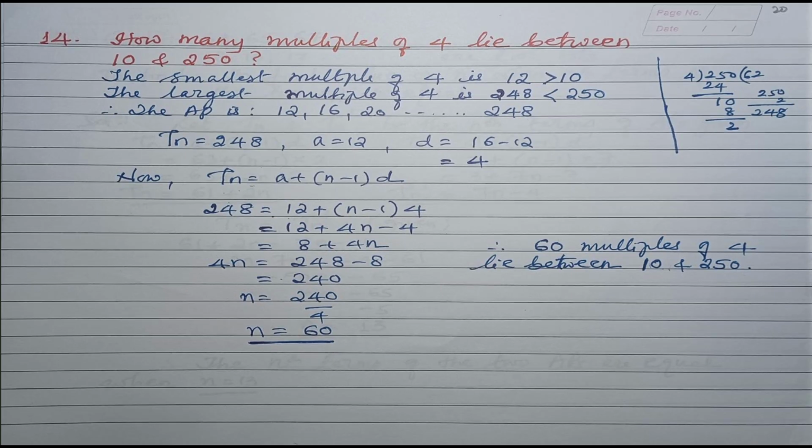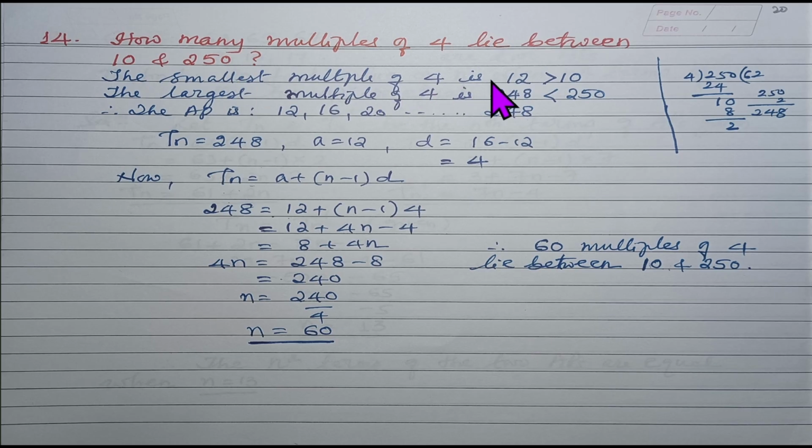Okay, remember that. Now coming to the next example: how many multiples of 4 lie between 10 and 250? The question is very clear. The terms are multiples of 4, greater than 10 and less than 250. So let us see what the terms are. We have to form an AP first.